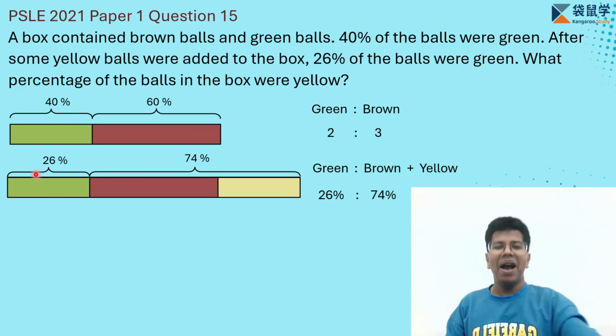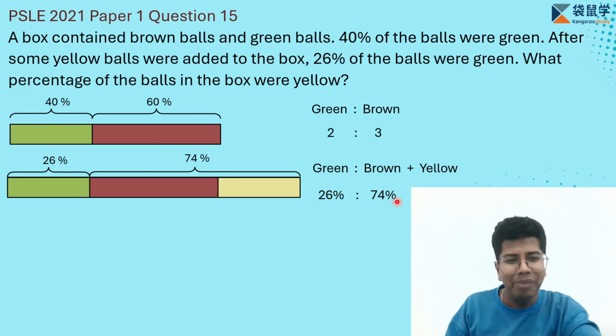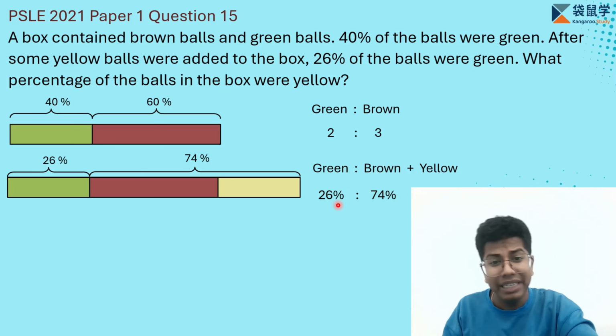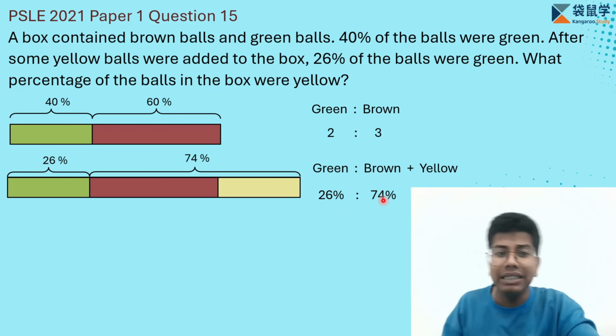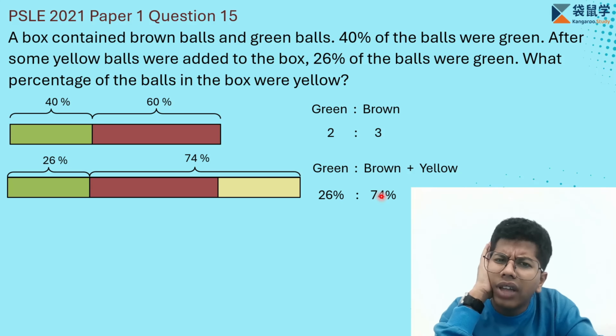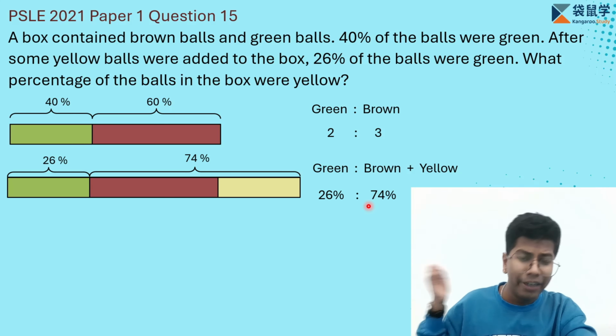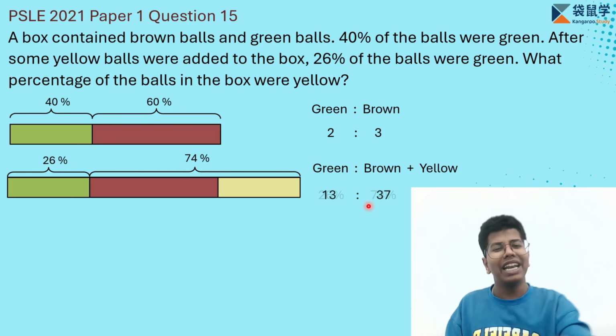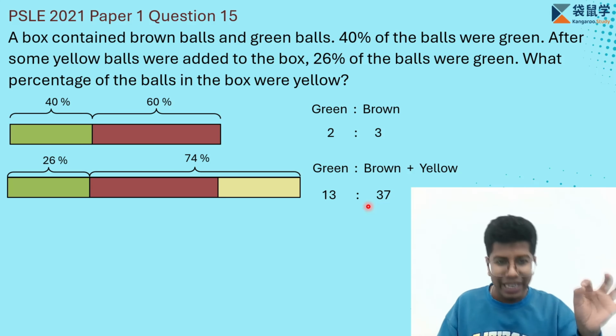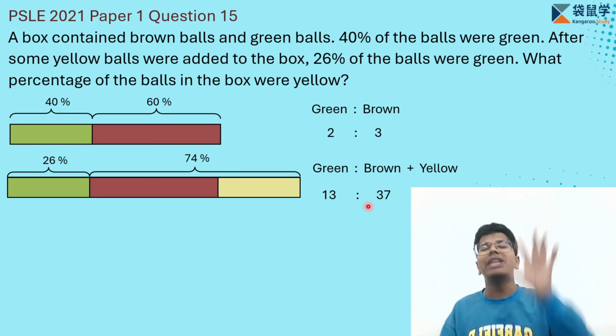Also, I can see a percentage sign here. So I can simplify both sides by deleting the percentage sign, leaving 26 and 74. How to simplify this? Both the numbers are divisible by 2. So I can divide both the numbers by 2 and the ratio becomes 13 is to 37. So this is the ratio that I got.